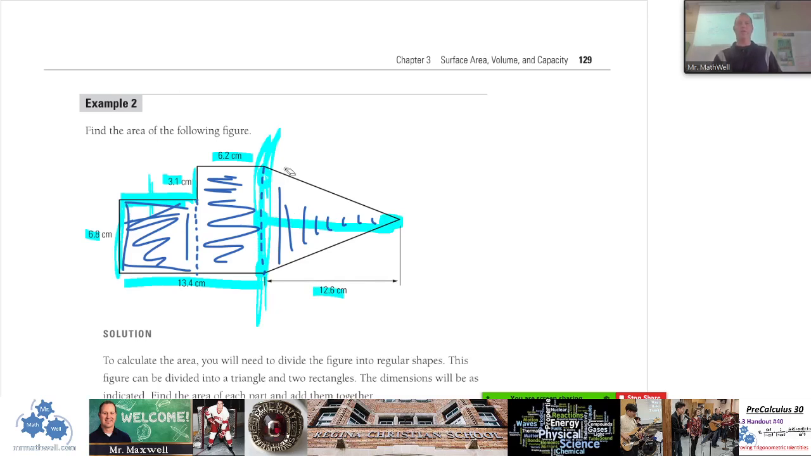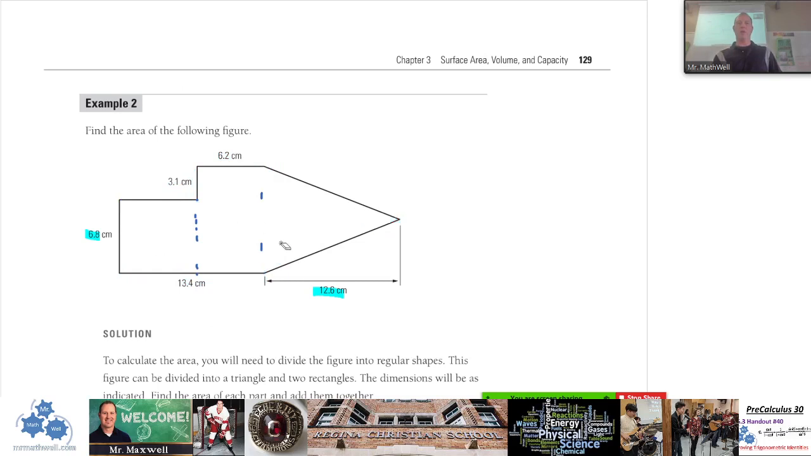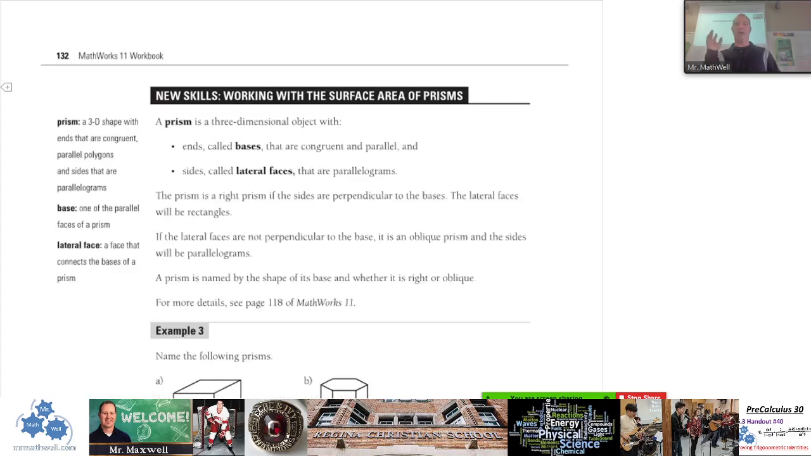Take any strange object and try to split it up into known shapes and then find those areas separately. And just throw up your hand or interrupt me if you have a question. I'm just going to go through this like it's a review. Kind of like, yeah, I know that, Mr. Maxwell. Yeah, that's good. But if you want me to pause at any point and explain something further, now is your chance, okay? All right.